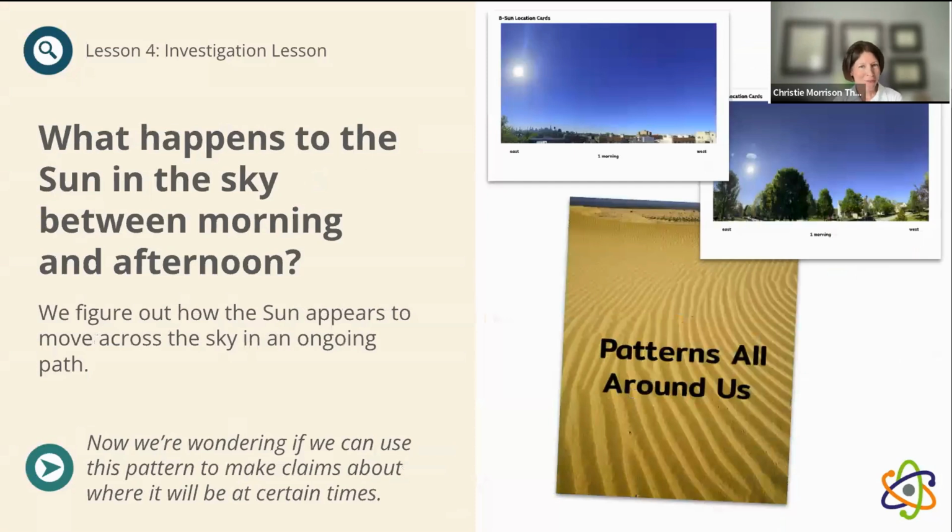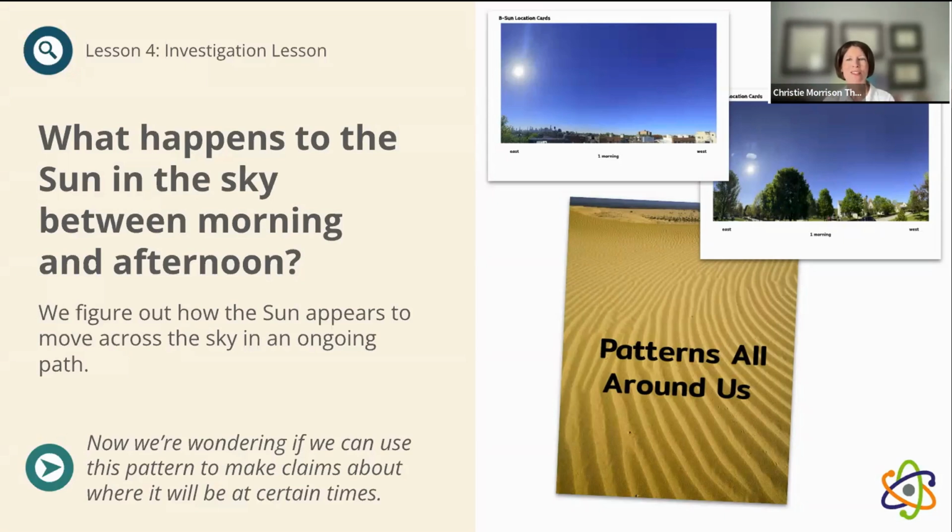So we start lesson 4 trying to figure out what happens to the sun in the sky between morning and afternoon. We decide to investigate using photographs of the sun in the sky at different times of day, taken in different locations. We have 4 different sets of photographs. With a partner, we make and compare observations of the sun in the sky using one set of photographs, and then we use a version of each set to compare and discuss as a whole class.